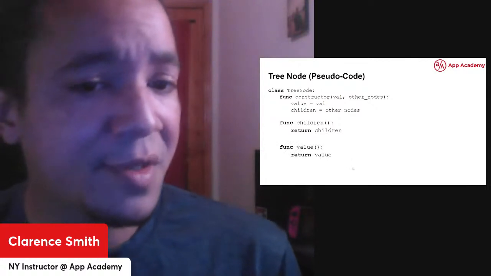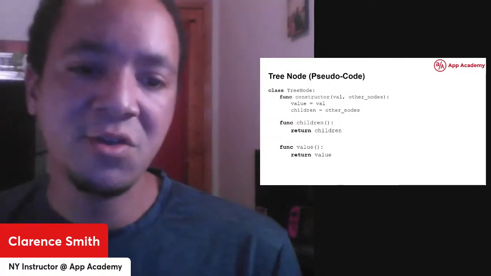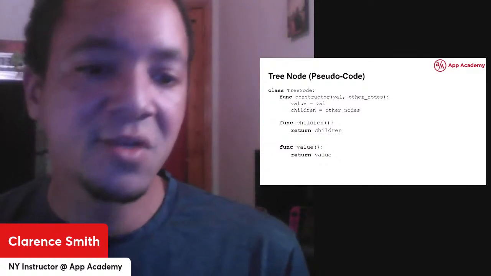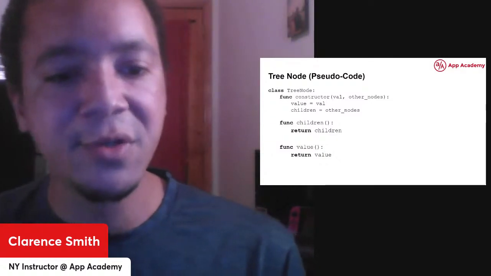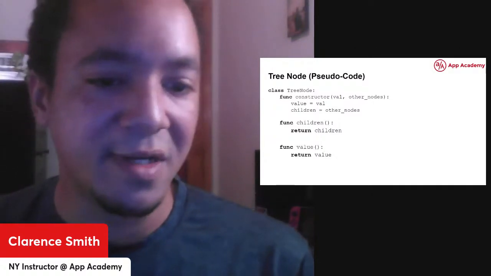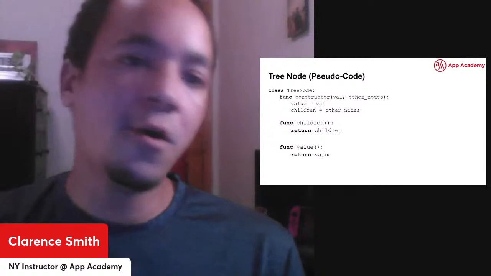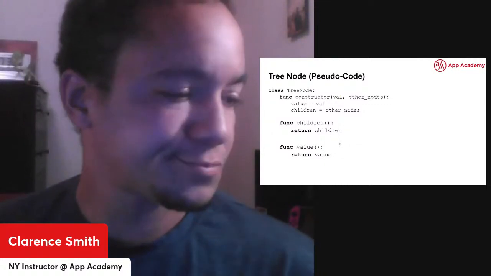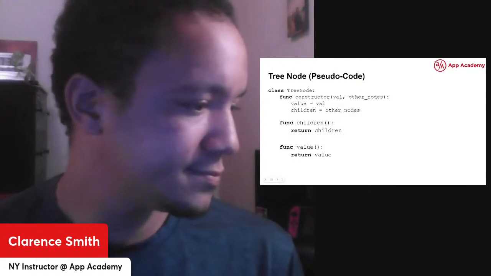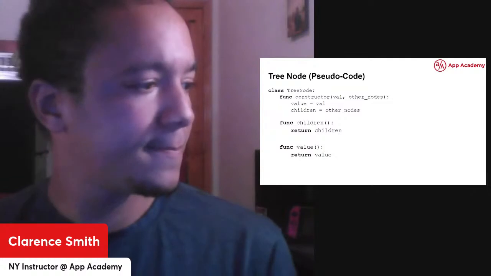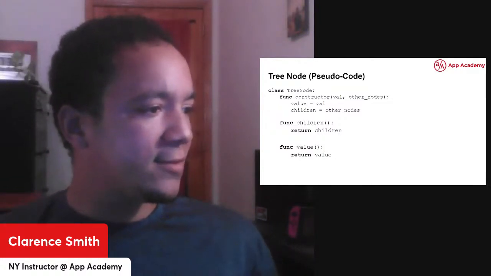It also needs to be able to tell me its value. So if I'm looking at a node, it would be useless if I didn't know what was inside. So I can say, hey, node, what number do you contain? And that node will tell me what number it contains. That is all that a tree node is going to be for our purposes. That's everything we'll need. All right. So far, so good.